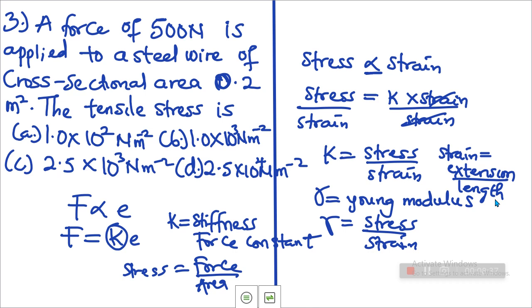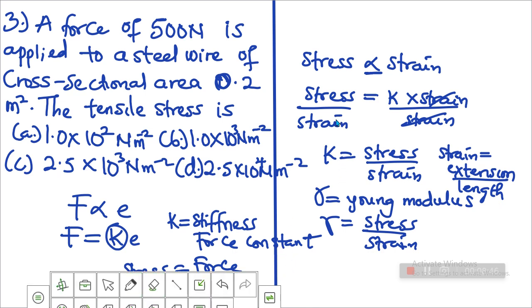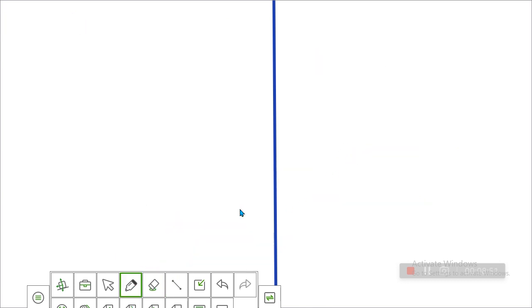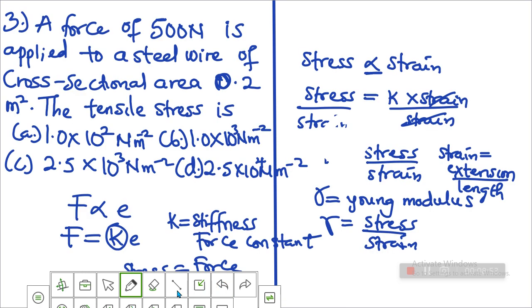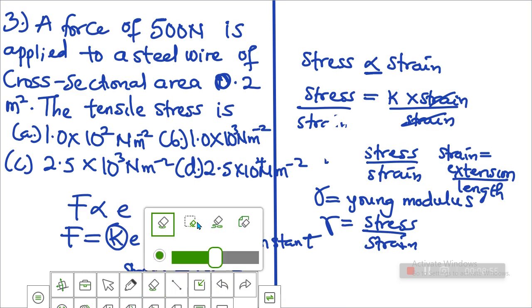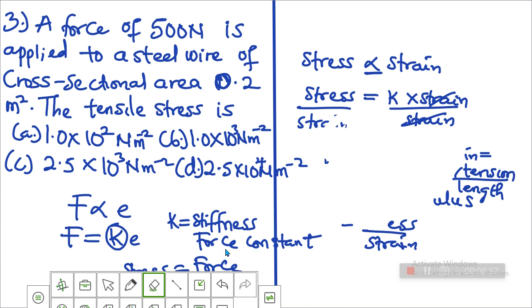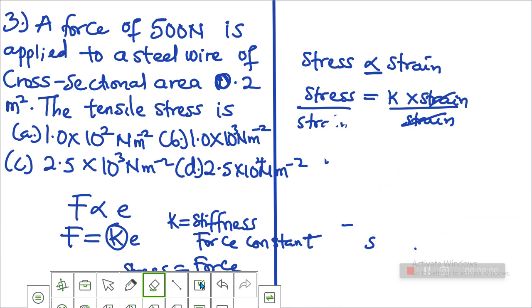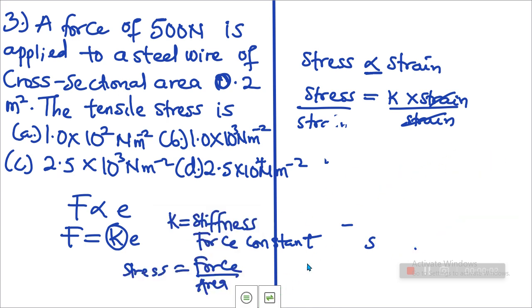Now in this question they ask us to find the tensile strain. That's what they're asking us to find. So they now say we should find tensile stress. Tensile stress is also stress. So stress is stress, so what we are using is stress.